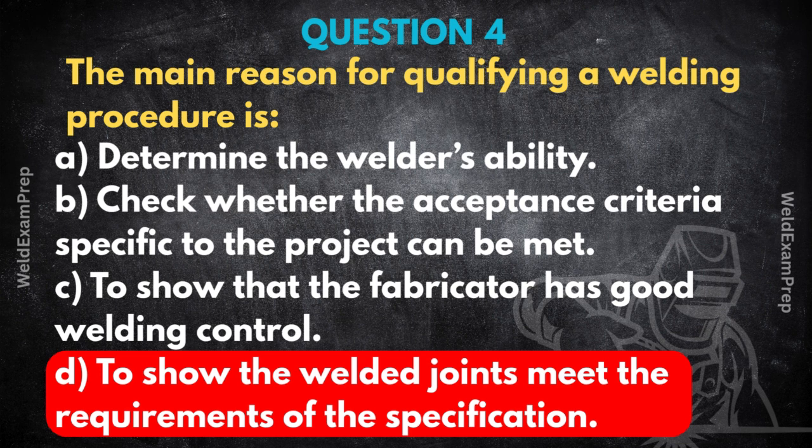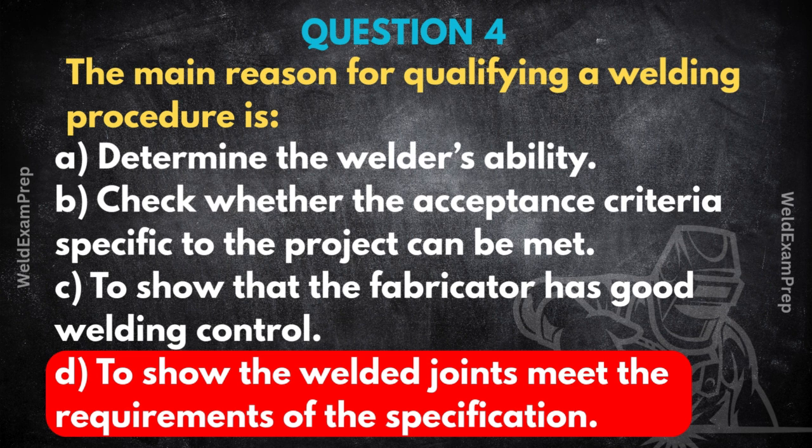And C, showing the fabricator has good control, that's more of a result of using qualified procedures and qualified welders. Having those things demonstrates good control, but the reason you qualify the procedure in the first place is to prove it meets the spec. Okay, so the qualified procedure is like the guaranteed blueprint. It ensures the weld, if done correctly, will perform as needed. It's the foundation for quality control. Precisely. It provides confidence and repeatability.